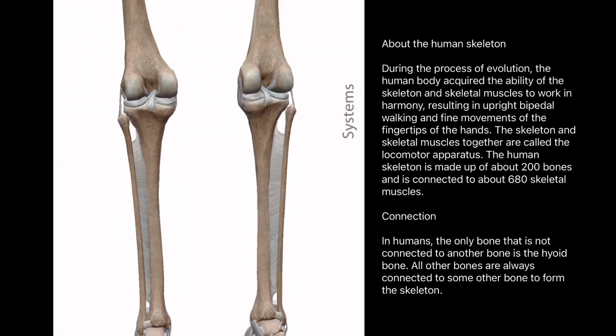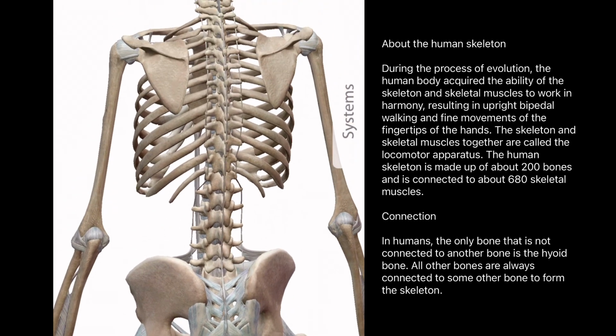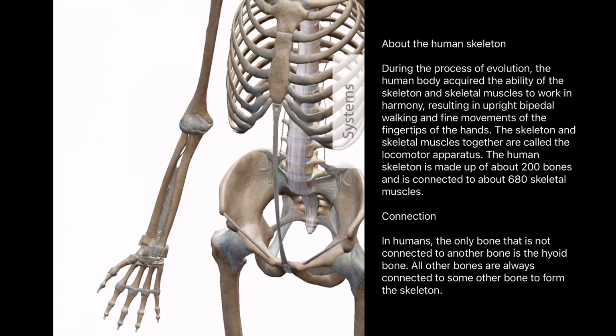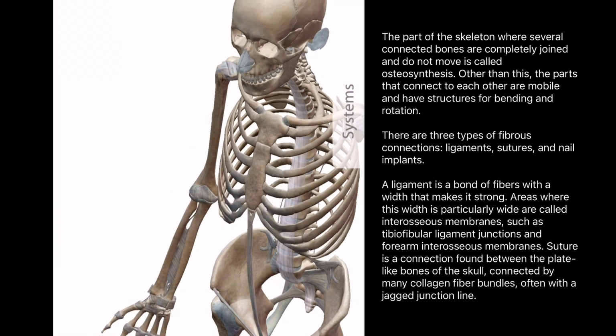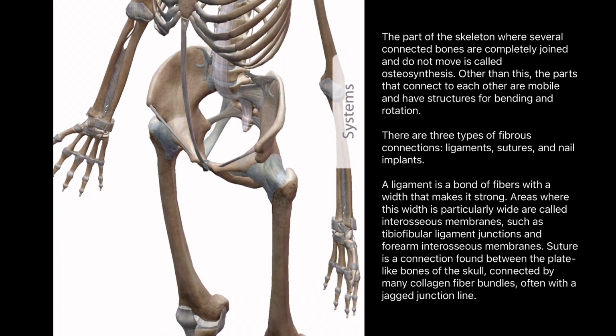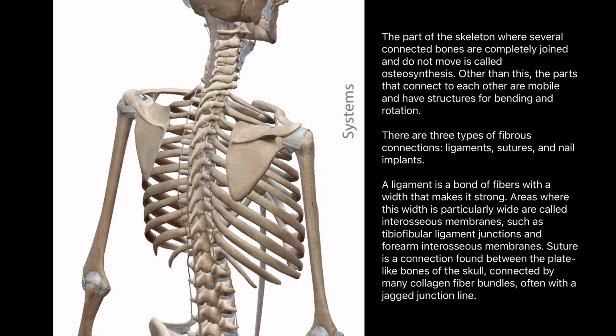Connection. In humans, the only bone that is not connected to another bone is the hyoid bone. All other bones are always connected to some other bone to form the skeleton. The part of the skeleton where several connected bones are completely joined and do not move is called osteosymphysis. Other than this, the parts that connect to each other are mobile and have structures for bending and rotation.